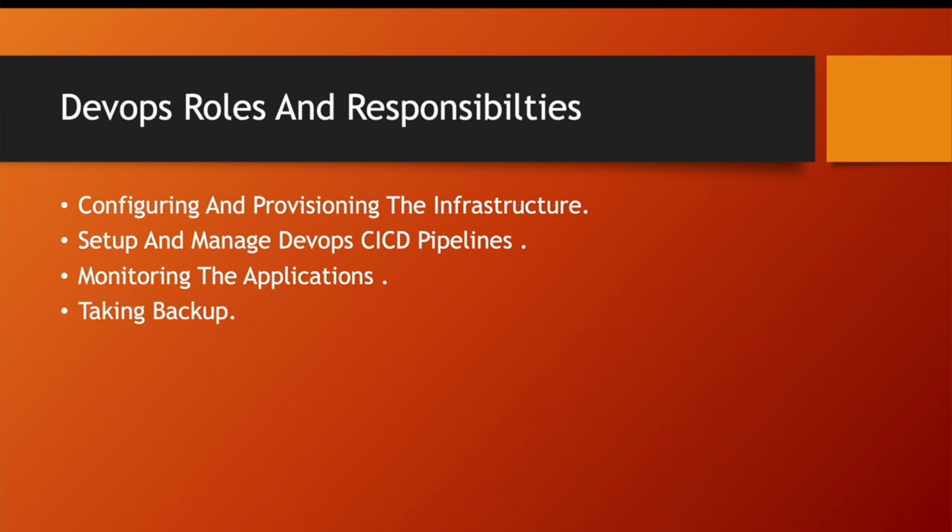Fourth one is taking backup. Endless customers might be accessing your application, and anytime if the application goes down, in the worst case, you need to have a backup of the entire system somewhere. It can be on an S3 bucket on AWS cloud or somewhere else.